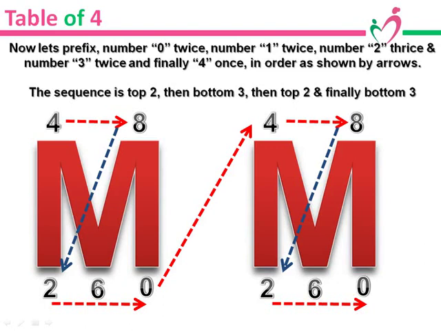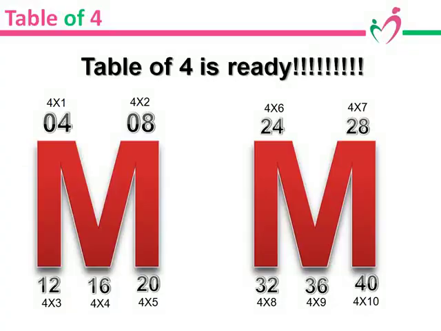And then let's see what to do next. Let's look at the first M on the left side, where we have 4 and 8 written on top. Just prefix the number 0 before both 4 and 8. Then come to the bottom of the first M on the left side. Prefix 1 before 2 and 6, so they become 12 and 16. Likewise, now prefix a 2 to the bottom 0 and carry forward with the red arrow, which shows going to the right M on top. Prefix 2 before 4 and 8. Remember, we need to prefix 0 twice, then 1 twice, then 2 three times, and in the end, 3 has to be prefixed twice before 2 and 6 at the bottom of the second M, and lastly, just prefix a 4. There you go! The table of 4 is ready!